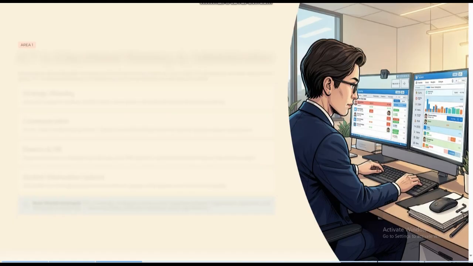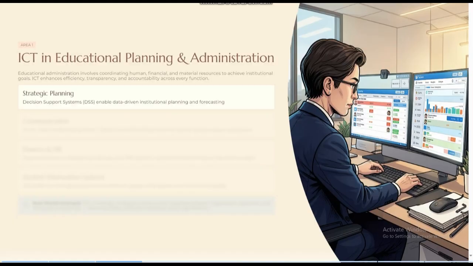So let's dive in. The first one here is ICT in educational planning and administration. Educational administration generally involves the coordination of human, financial, and material resources to achieve institutional goals. In this form, we have ICT. We'll see that ICT enhances efficiency, transparency, and accountability across every function. So how does ICT do that?